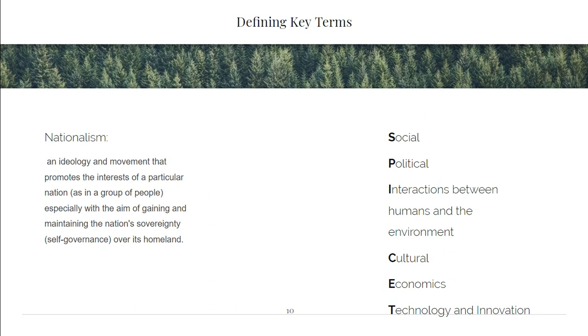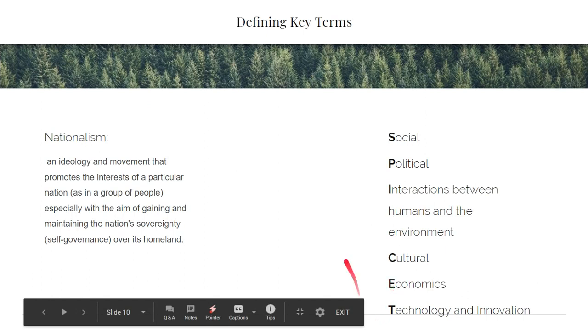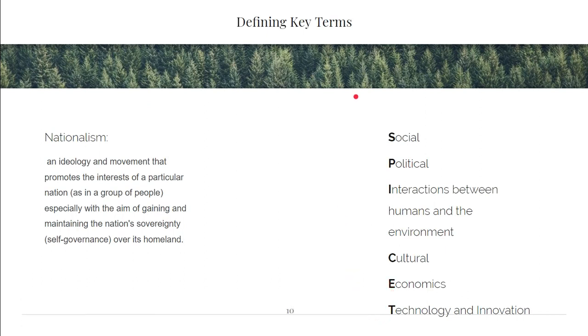Now, as we continue through this unit, especially, I would like to remind us of our AP World History themes. All right. First, social, right? How are the interactions between people? Political, the power structures then of government, how are they going to be affected? The interactions between humans and the environment, how is the environment itself going to be affected by these revolutions and movements? And cultural, right? How are things going to change culturally within these societies? Economics, how are these revolutions going to affect economics? And finally, technology and innovation.